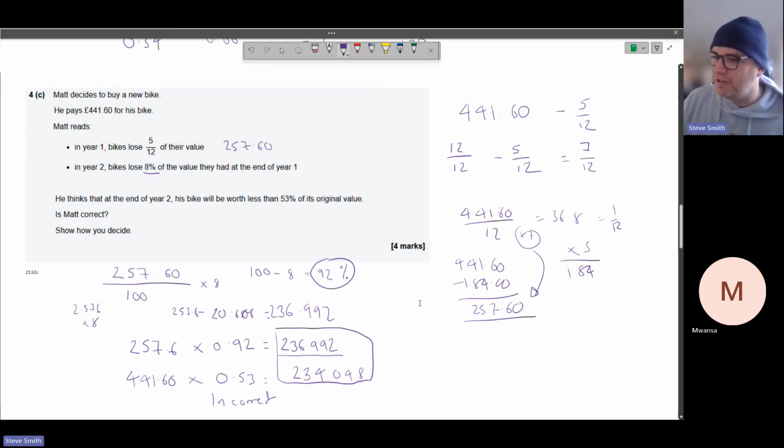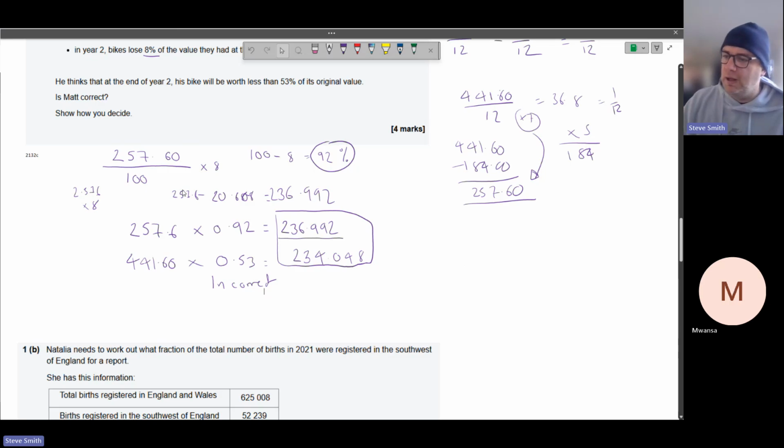For 4 marks, that's an involved question. It's just a case of chunking it into year 1, 5/12, year 2, 8%, and then the comparison part at the end.